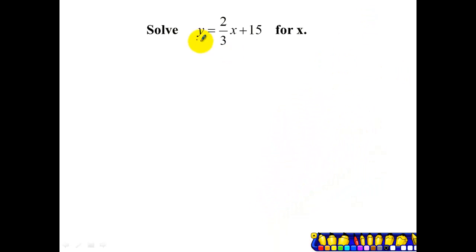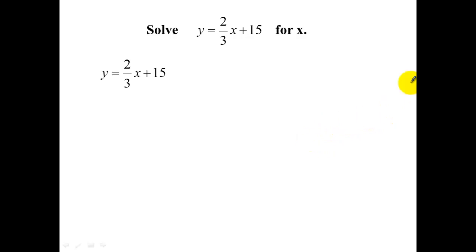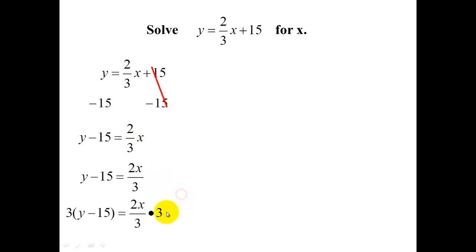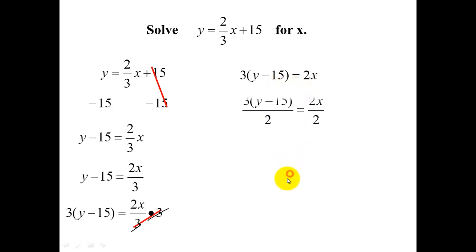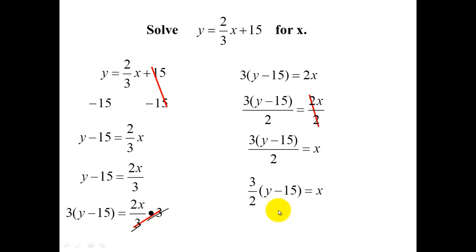Let's solve this equation for x. Okay, first I have to subtract 15 from both sides. Cancel this one out. Y minus 15 equals 2/3 x. Now I can rewrite this as 2x over 3. Multiply 3 to both sides. Now again, I put the parentheses here to indicate that the entire left side was multiplied by 3. Now this will cancel out. We'll get 3 times the quantity y minus 15 equals 2x. And then divide both sides by 2. We'll get this. So this will be our answer. Or if you want, write this as 3 over 2 times the quantity y minus 15.